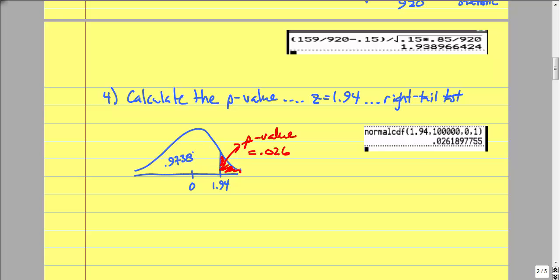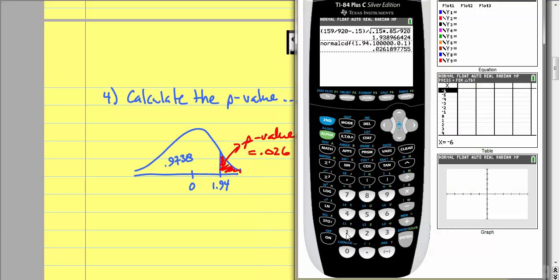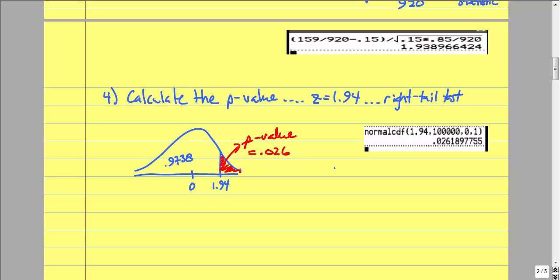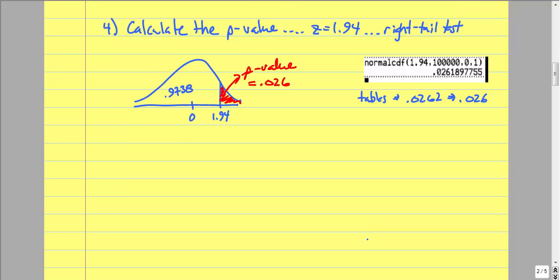0.9738. And then if I wanted to find this shaded area using my normal tables and not my calculator, I would take 1 minus 0.9738. And you can see here I get 0.0262. Okay, so using my tables, I get 0.0262, and then I would round to 0.026. So I get my same value after rounding for this one. Now it doesn't matter if you use your normal tables or your calculator, you should be able to duplicate the solutions in my math lab. Okay, next we're going to make a decision.